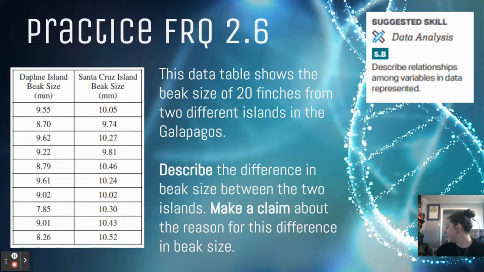So for your practice FRQ today, you've got this table here comparing two islands and their average beak sizes and their individuals' beak sizes. And so what you're going to do here is you're going to describe the difference in the beak sizes and stop. Make a claim about why you think that difference is there. Okay, so describe what the difference in beak size is between the two islands and make a claim about why that could be.